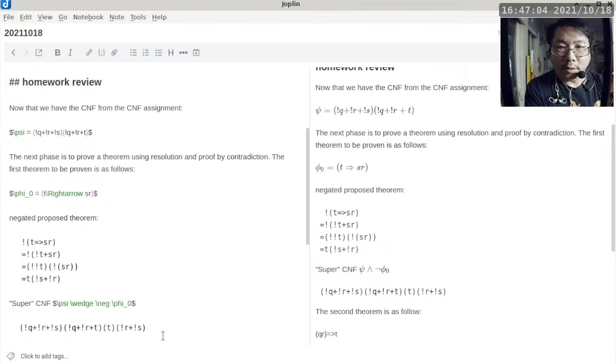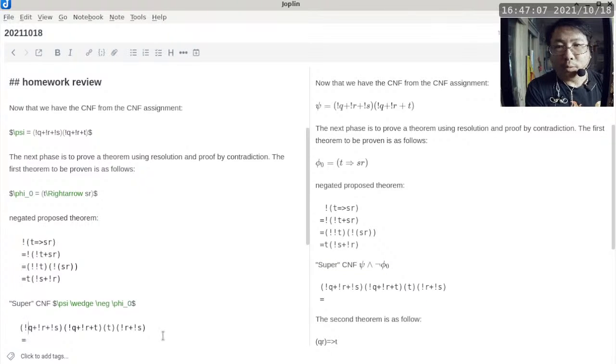We are starting with this, and now we want to say, okay, what can we do with this, right? So we want to do resolution.